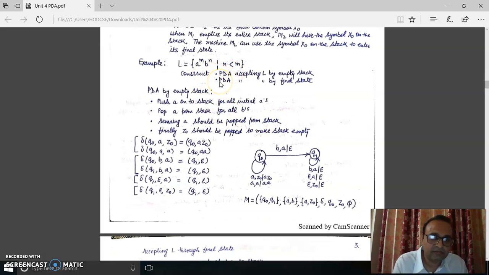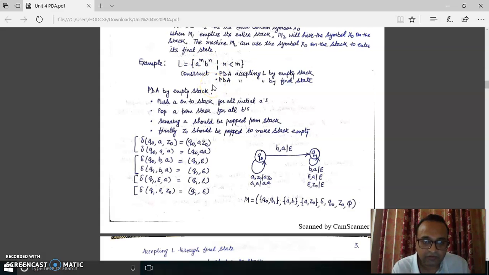So let us see the same concept with the help of some examples. We will try to solve this example both ways. We will accept this language a^m b^n with the help of empty stack, and with the help of final state also. So the example is a^m b^n, where m is greater than n. It means the number of A's is more than the number of B's. Initially there are some A's followed by a lesser number of B's. One very important thing is that once B's start coming, then A cannot appear. The frequency of A is more.